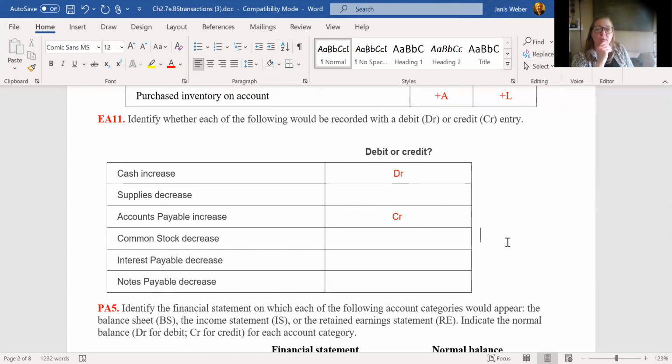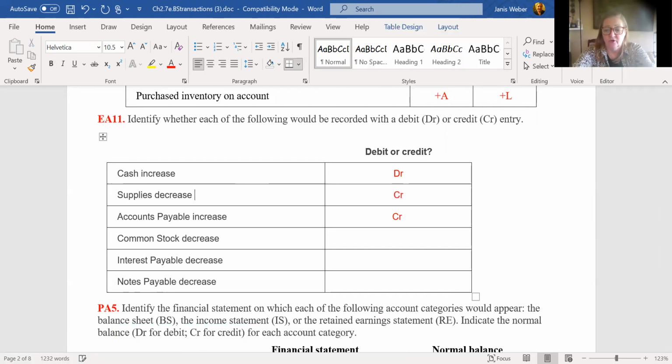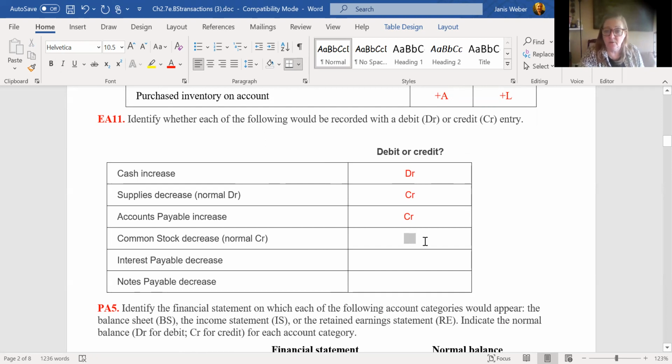If I know that the normal balance or the increase side of supplies, the asset account, is a debit because it's an asset, then that means if I decrease, I'm crediting the account. So the normal balance here on this one is a debit. So if I am decreasing it, then I'm going to be crediting it. And this one, common stock is decreasing. What is a normal balance of common stock? Credit, right? But it's decreasing. So I'm going to debit it.